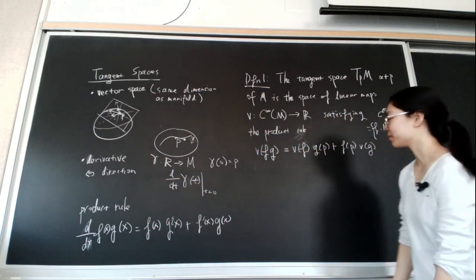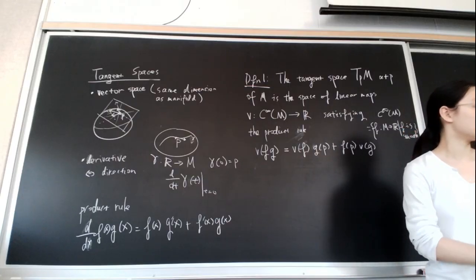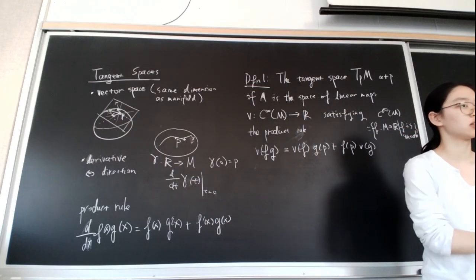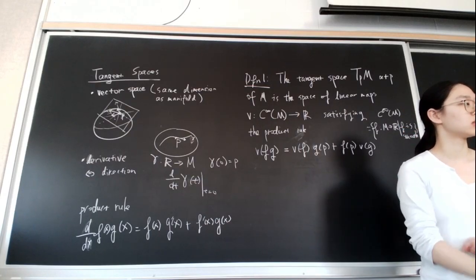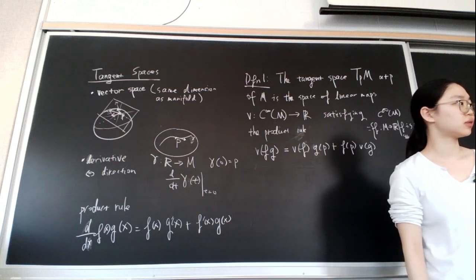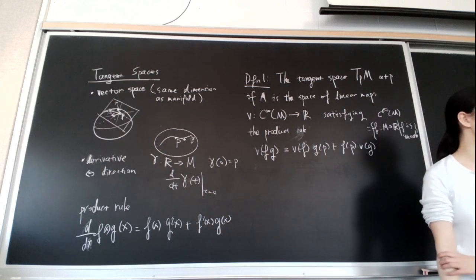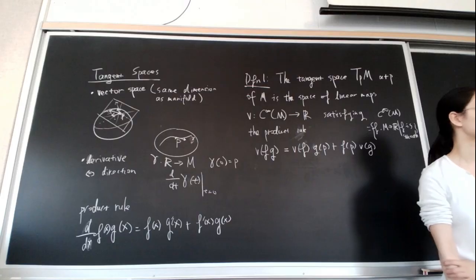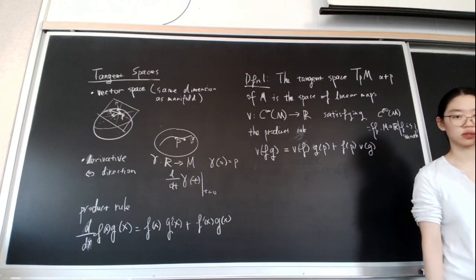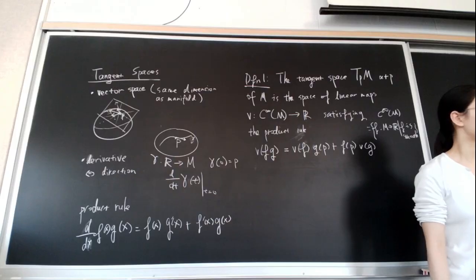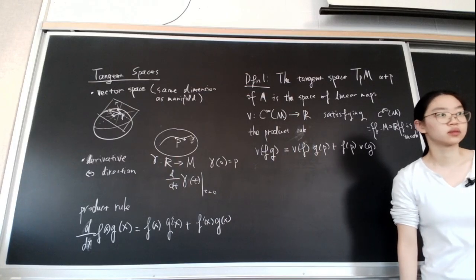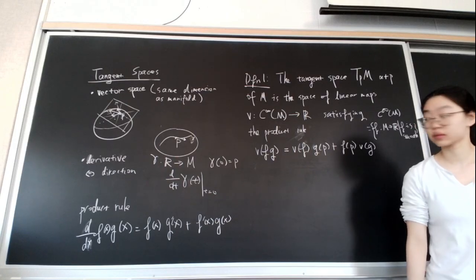What derivatives do is they act on functions. A derivative at a point acts on functions and gives you a number. So instead of looking at the obvious way, let's look at things that act on functions and have the product rule, and hopefully that's going to be what we want at a particular point P in the manifold.